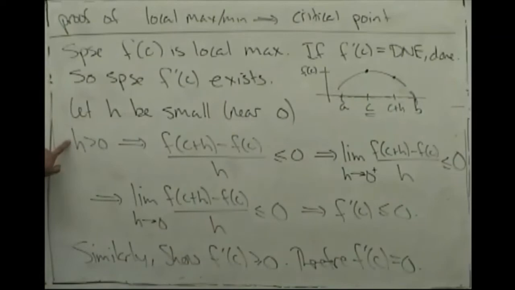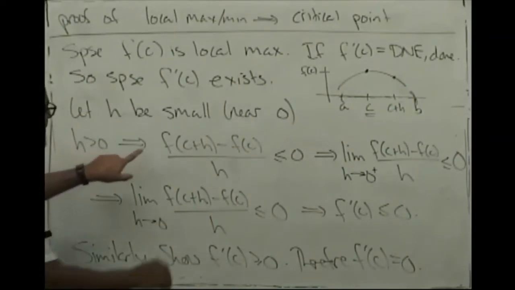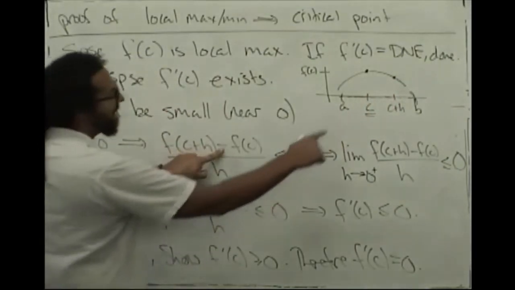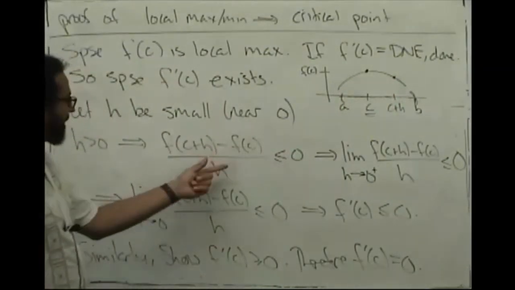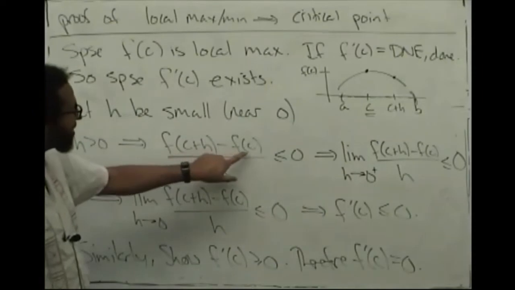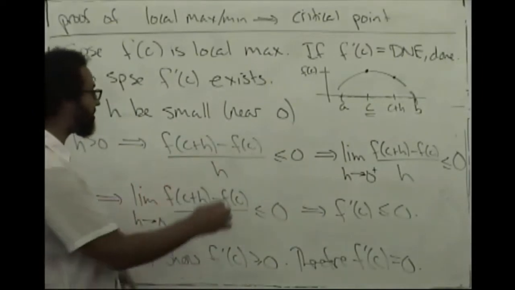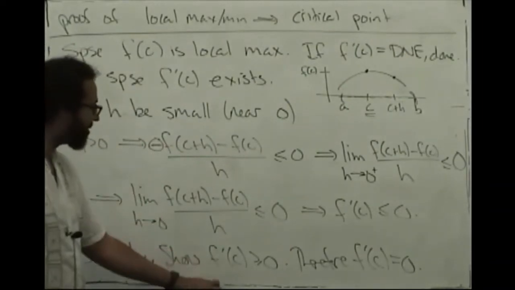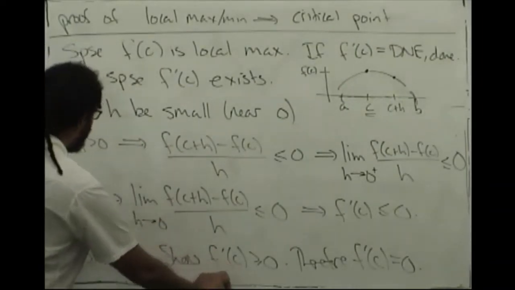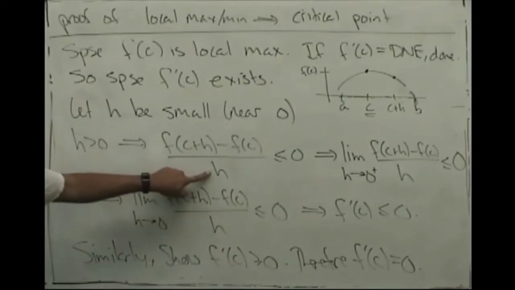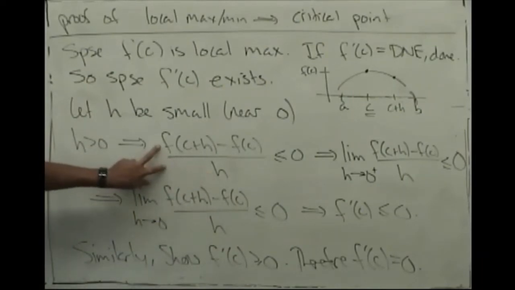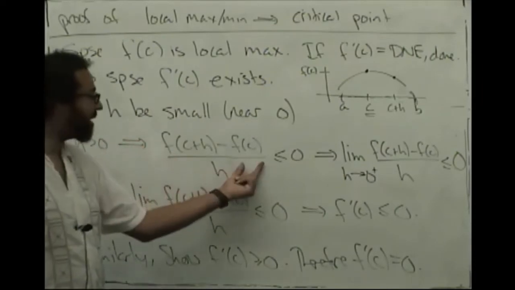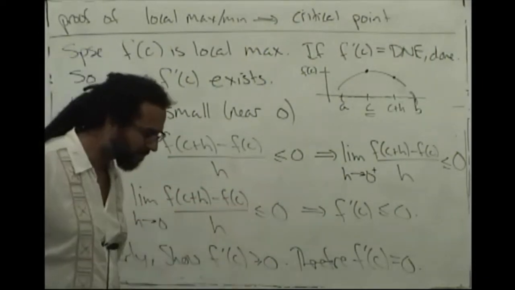Now, what happens if h is positive? If you look at f of c plus h minus f of c, what's that going to be? Well, we've got a small thing minus a larger thing, and so this numerator is going to be negative. The numerator is going to be negative, and if h is positive, then the denominator is going to be positive. So what does that say about this fraction? We've got a negative over a positive. That means this fraction is negative.